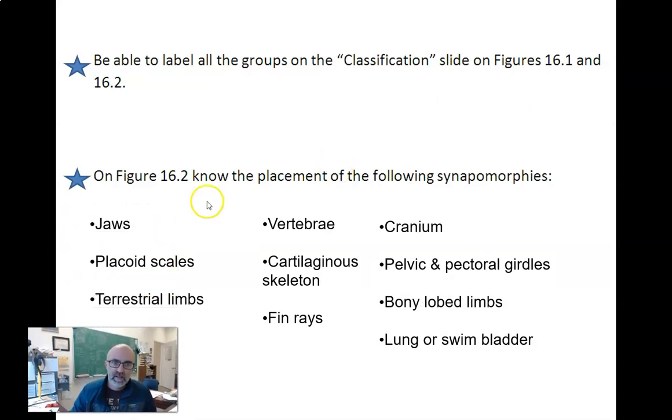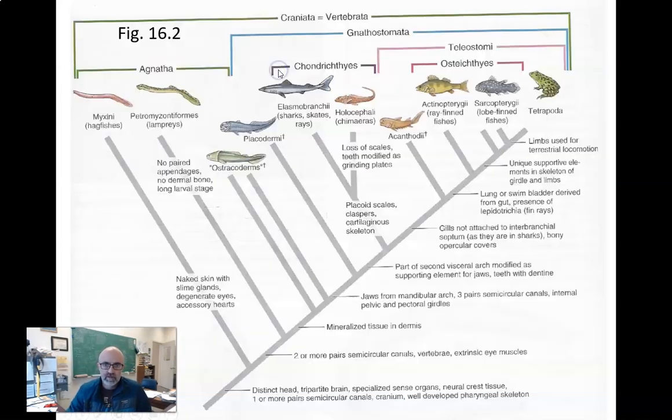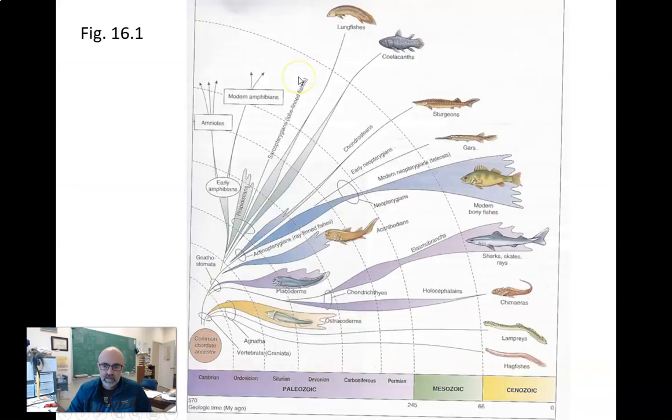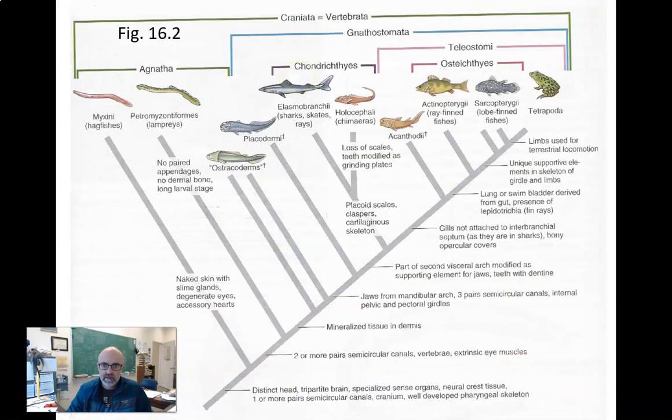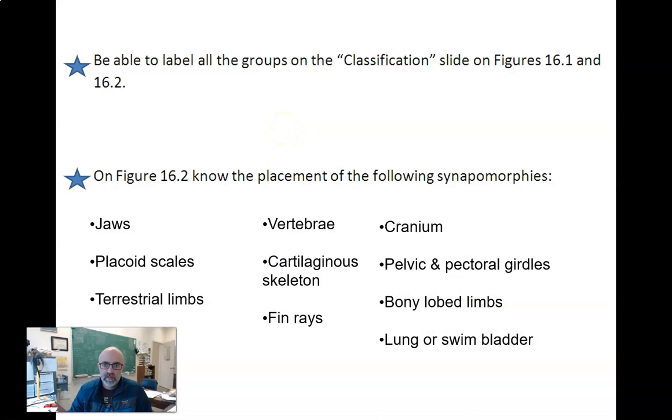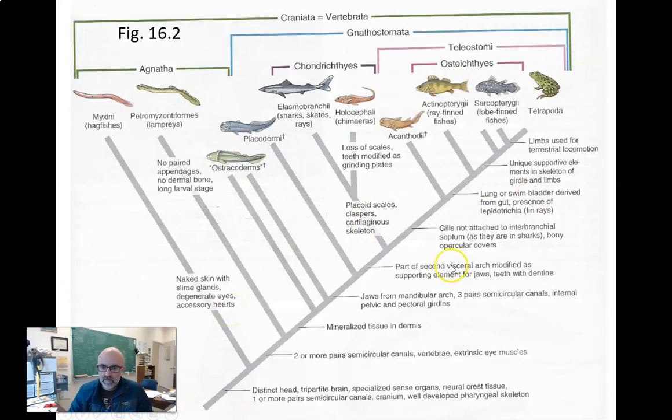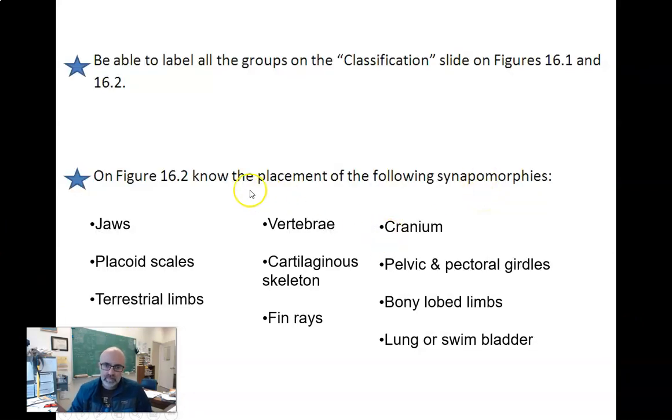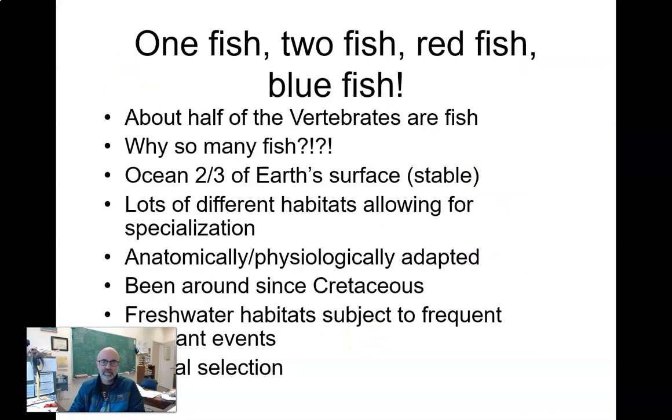Okay, so again, here is your cladogram question for the next test. It would be these groups, which I've already pointed out, and where they fall out on this particular cladogram. And these shared derived characters, where do they fall on the branch? Who do they apply to? Who has a cranium? Who has placoid scales? So on and so forth.